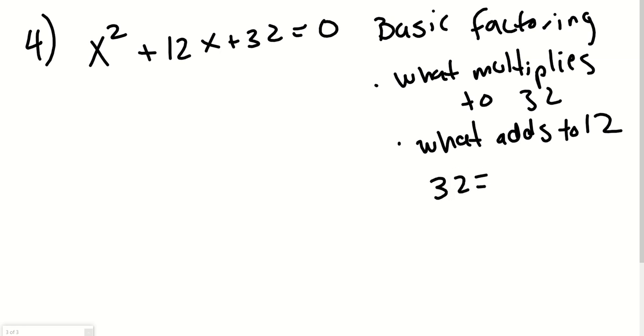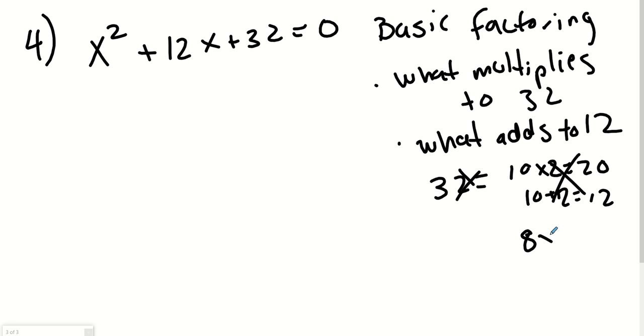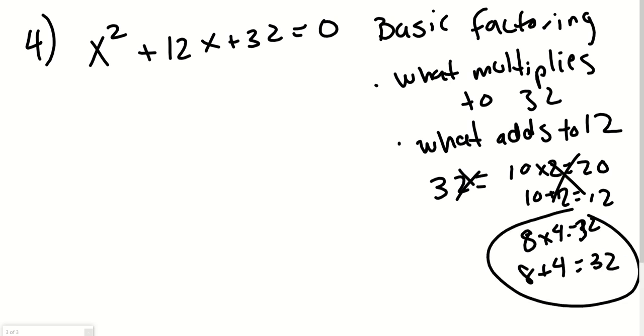32. Well, I know 4 times 4 plus 10 plus 2 is 12, but 10 times 2 is 20, so that doesn't work. 10 times 2 is 20, but 10 plus 2 is 12. That doesn't work. How about 8 and 4? Well, I know 8 times 4 is, I'm sorry, 32. And I know 8 plus 4 is 12. So that has to be my two factors.